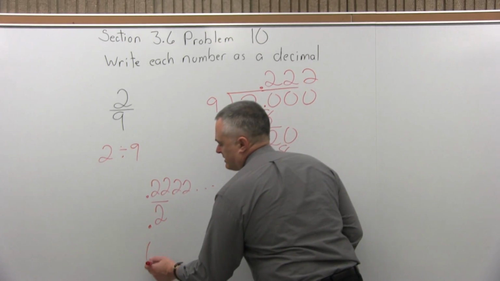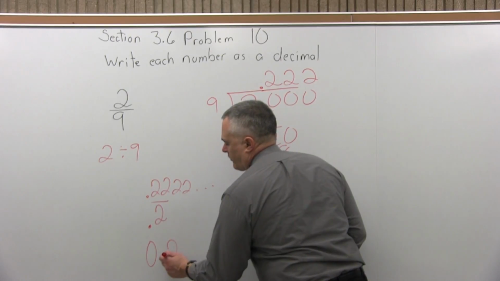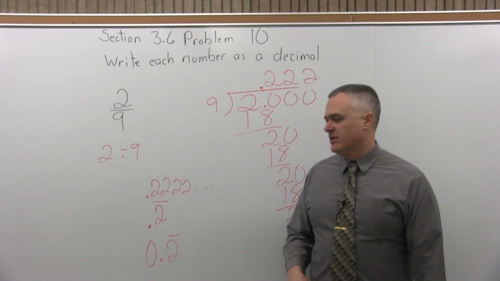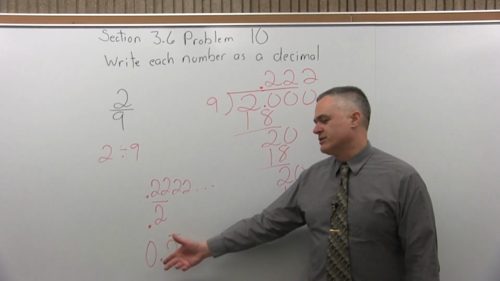With any of these, if you don't have a whole number in front, you can write a decimal as a 0 if you want to. You don't have to. You can say 0.2 with a line or .2 with a line.